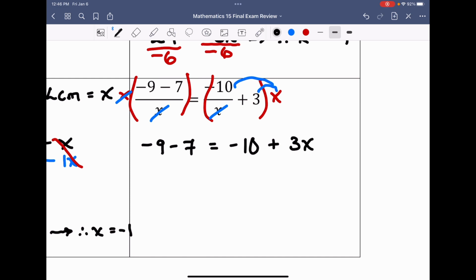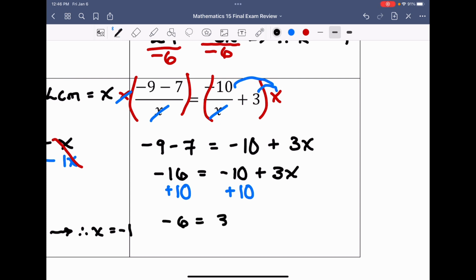Okay, on the left-hand side, I'm going to combine those two terms together. Negative 9 minus 7, those can come together. They're two constant terms. Negative 7 minus another negative 9 is going to be equal to negative 16, which is equal to negative 10, and then plus 3x. Now, the x is positive, so the nice thing is I'm just going to add the 10 from the right-hand side to get it away. And when I do negative 16 plus 10, I get negative 6 is equal to 3x.